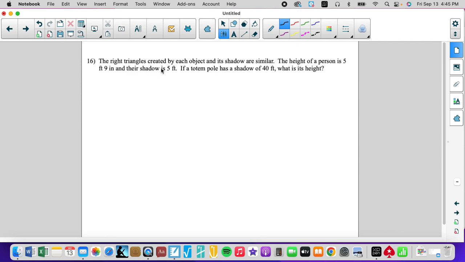The right triangles created by each object and its shadows are similar. The height of a person is 5 feet 9 inches, and their shadow is 5 feet long, okay? If a totem pole has a shadow of 40 feet, what is its height?